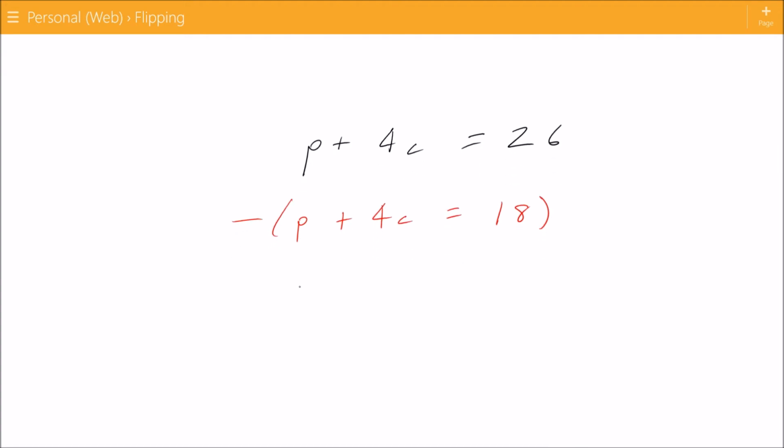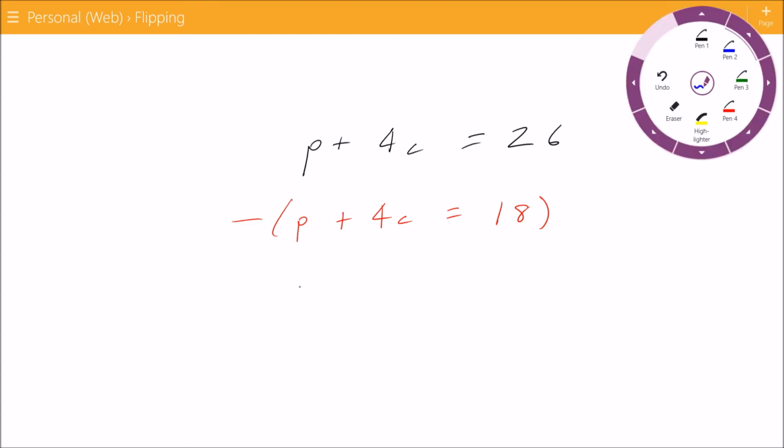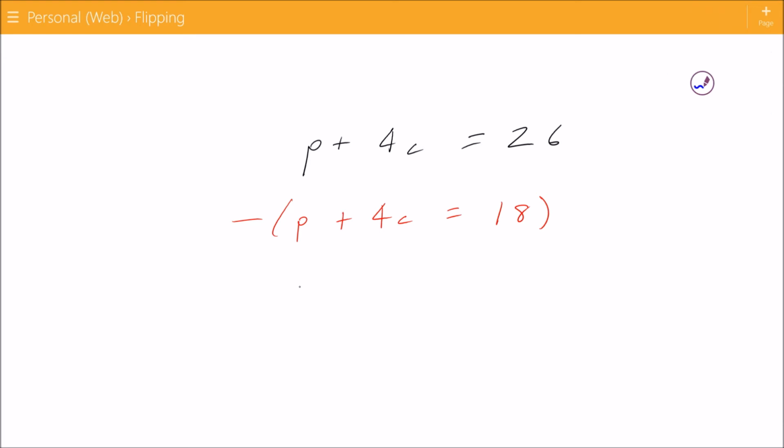Now, here's where we get a little bit more detailed. What I want to do is basically add these two equations together. But in order to do so, before I do that, I'm going to make the whole bottom equation, everything there, negative. Why? Let me show you my goal. I've got the price of popcorn and cola. I've got two variables in there.